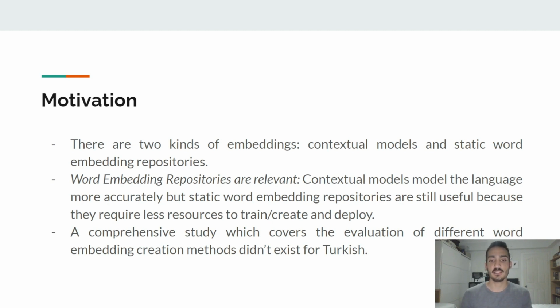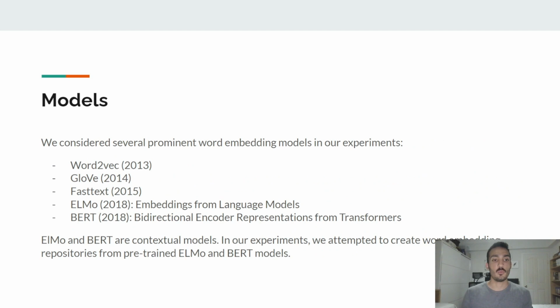A comprehensive study which covers the evaluation of different word embedding creation methods for Turkish didn't exist, and our motivation is to create a word embedding repository that has some pre-trained word embeddings, also scripts, notebooks, and so on. We have worked on 5 different word embedding construction strategies. The static ones are word2vec, GloVe, and fastText. And ELMo and BERT are contextual models.